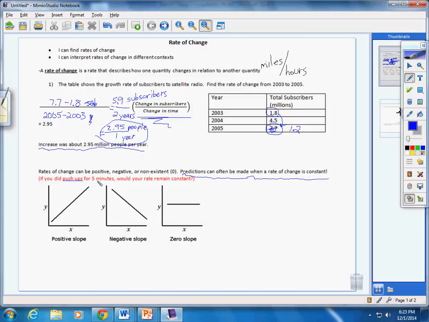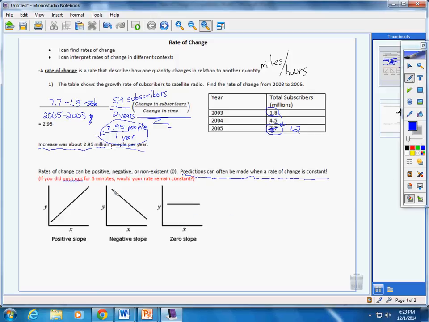If you did push-ups for 5 minutes straight, your rate probably is not going to remain constant. In the first minute, you might get 30. But then in the second minute, you might slow down and only get 10 or 15 because you'd really start to get tired. And then you might really fall off in the third minute and just be struggling to hold yourself up, and you might only do 5. That rate at which I'm doing push-ups is not staying constant.